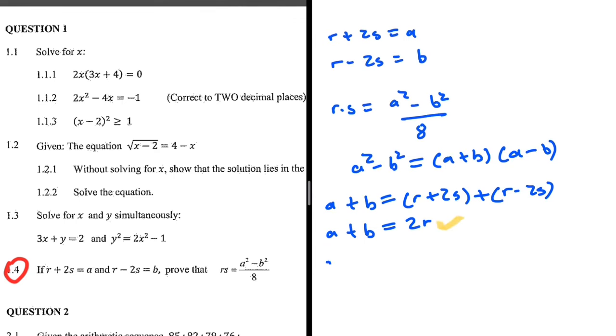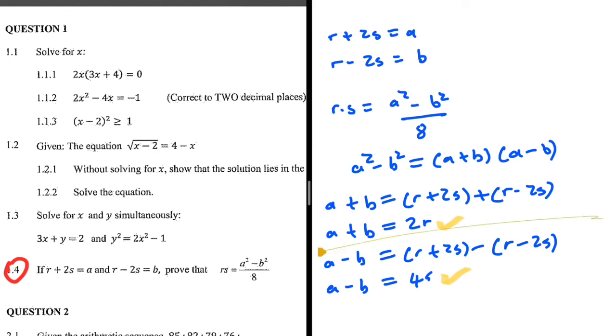Right. And then now let's figure out what a minus b is equals to. This is going to be r plus 2s minus r minus 2s. So let's take a look. A minus b will be equals to r minus r will give us 0, and then 2s minus minus 2s will give us 4s. So there we go. We have a plus b, which is equals to 2r, and then we have a minus b, which is equals to 4s.